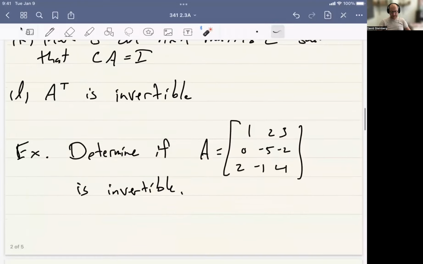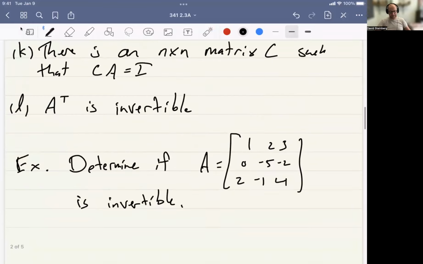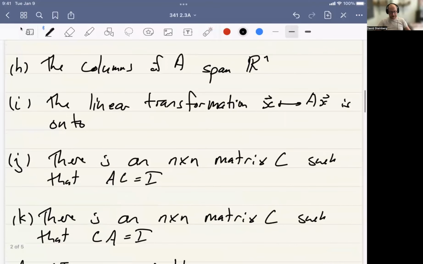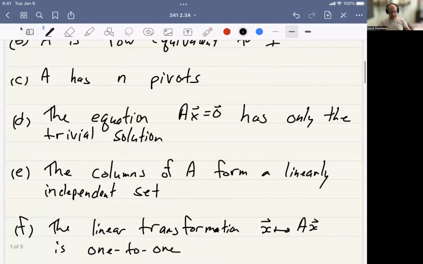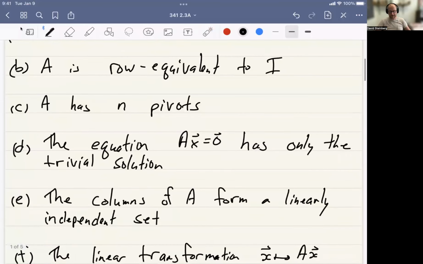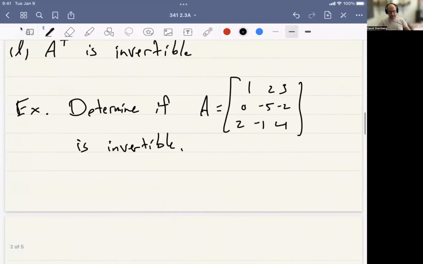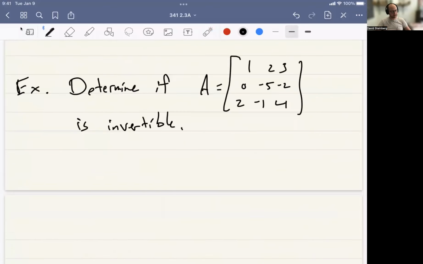Let's look at a simple example of applying this theorem. We want to show this matrix is invertible. We could try and pick our favorite statement and show that it's true. We could show that it's row equivalent to the identity matrix. We could show that there are 3 pivots. There's lots of things we could try. I think we'll go with pivots since that requires not so much work. So let's row reduce A and see.